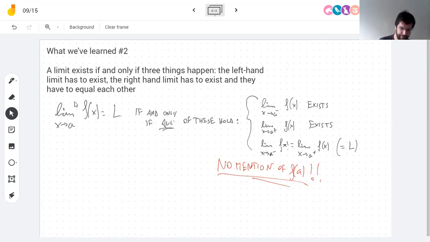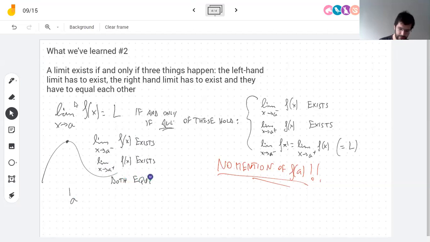The answer to whether a limit exists is completely independent of that. So say we have a here. This is a function. Here the limit from the left exists, and the limit from the right exists, and they're both equal. So the limit exists. All three things are true, so the limit exists.